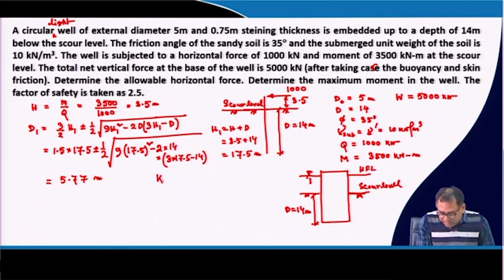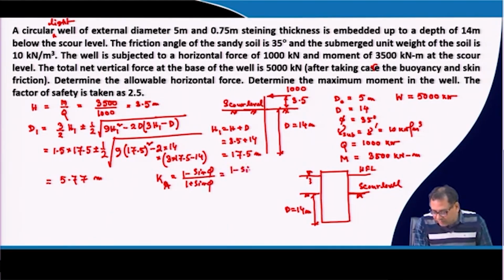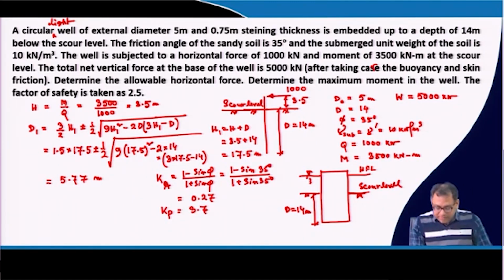Now I need Ka and Kp. First I am calculating Ka, which is 1 minus sin phi divided by 1 plus sin phi. This is 1 minus sin 35 degree divided by 1 plus sin 35 degree, which is equal to 0.27. Similarly, we can calculate Kp, which is 1 by Ka, which is 3.7. But remember, this is as per Rankine.